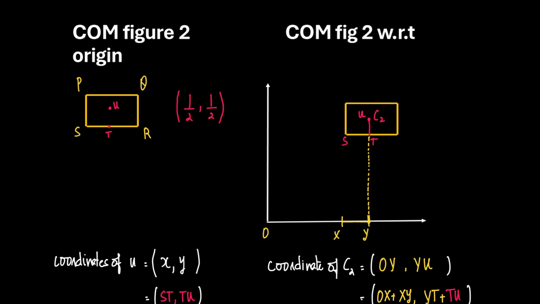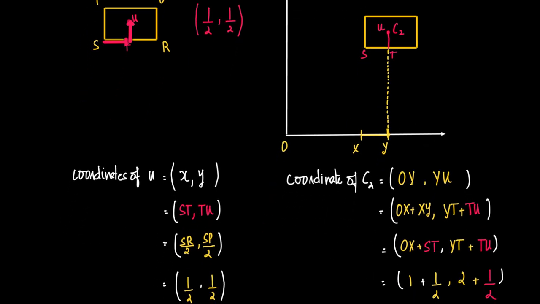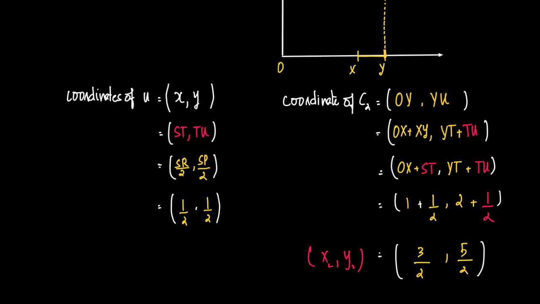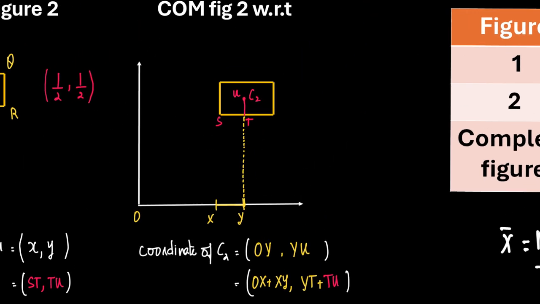And how can you find out the coordinate of U? What you will do is you will traverse the figure like this. You'll travel from S to T and then from T to U. So coordinates of U can be written as ST comma TU. ST is SR by 2. TU is SP by 2, which is 1 by 2 comma 1 by 2. Right. Now comes the concept.